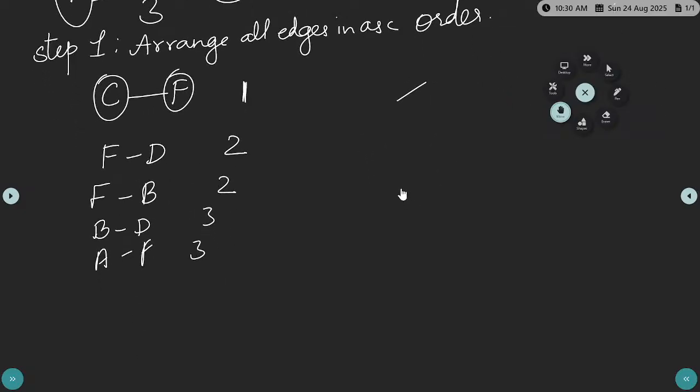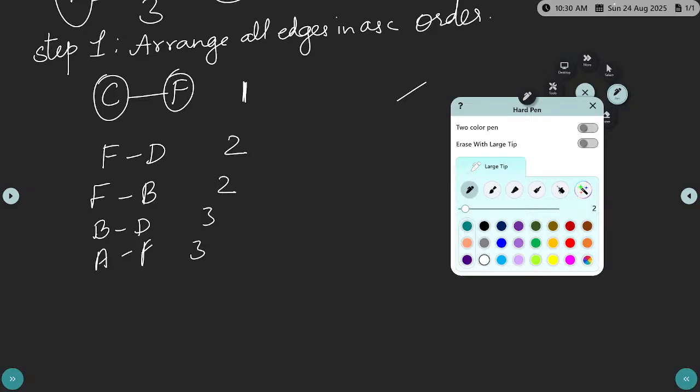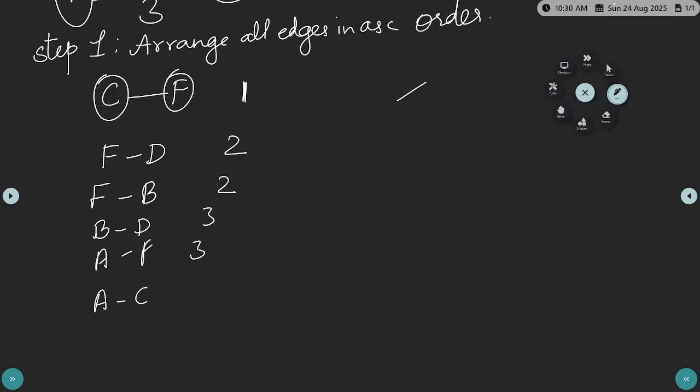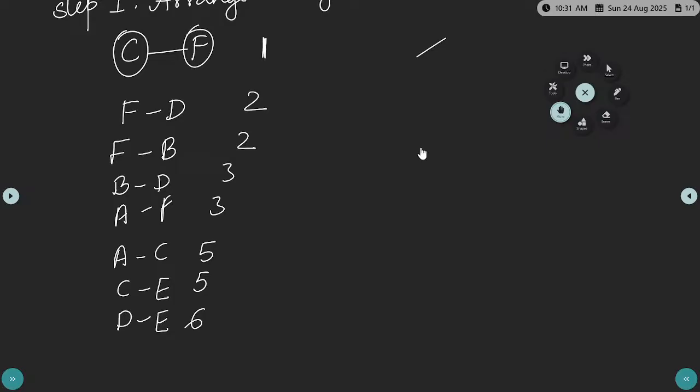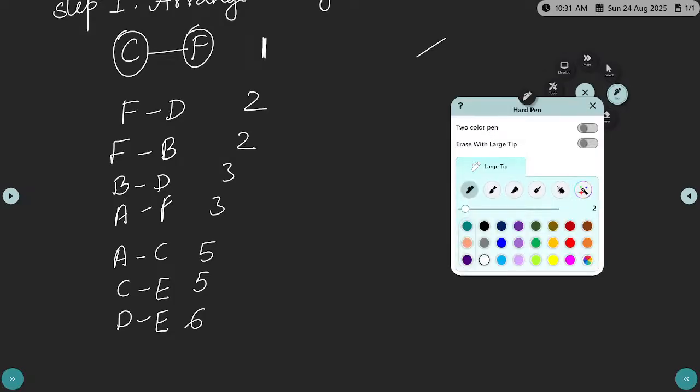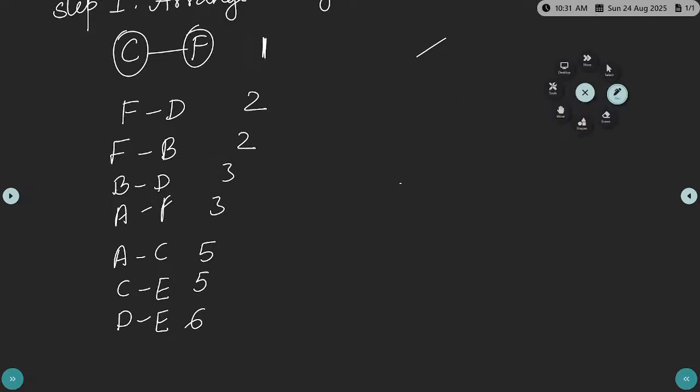Next weight is 5, right? 5 is A to C, C to E is 5. Next weight, D to E or E to D is 6. Done. What is next? 10. A to B is 10. Next one is C to D is 12.